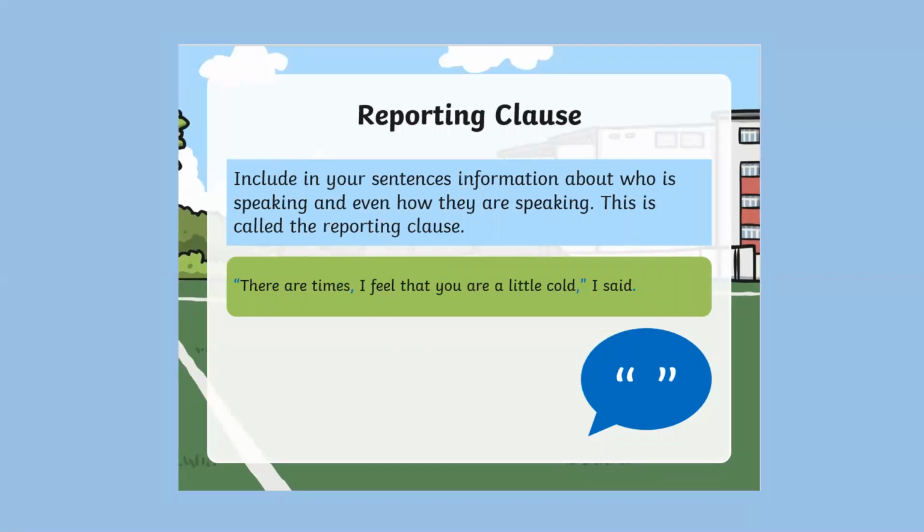We also have to have a reporting clause. So this gives us information about who is speaking and how they are speaking. So we can say said, but we know in year 3 that we can do better than that. So we can have reporting clauses such as mumbled, shouted, cried, whispered. And we can also say who's saying it. So we could say Emily mumbled, Harry shouted, Paul cried. So it tells us who's saying it and how they are saying it.